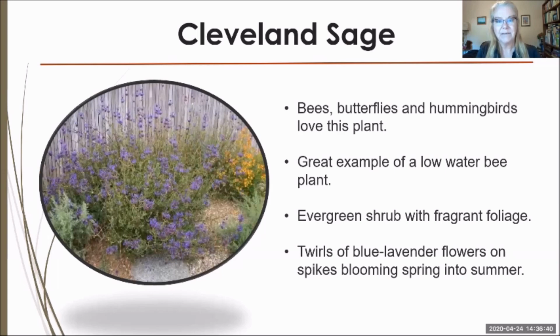Okay, and then we have this Cleveland sage. So bees, butterflies, hummingbirds love this plant. This one is a great example of a low water plant. So again, in your handouts, it'll go into the sun and the water requirements for these plants. Again, most of these are local, have proven to do well locally in our counties. So it's an evergreen shrub with fragrant foliage. It has twirls of blue lavender flowers on the spikes, blooming spring into summer.